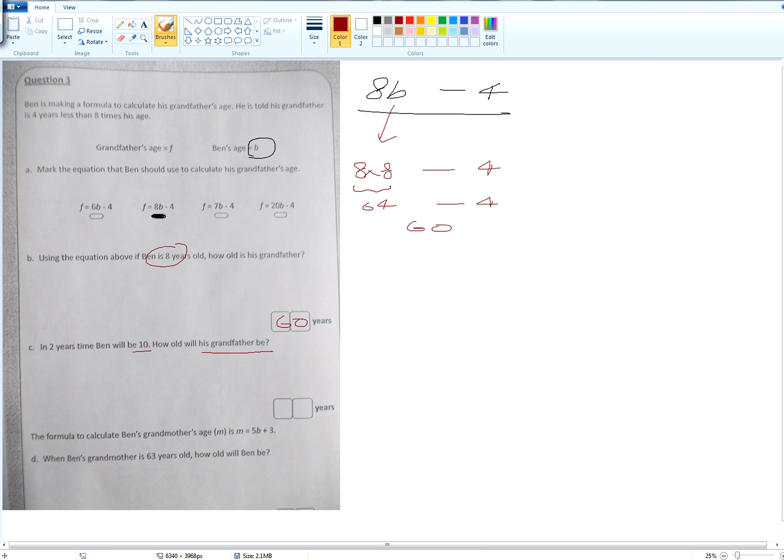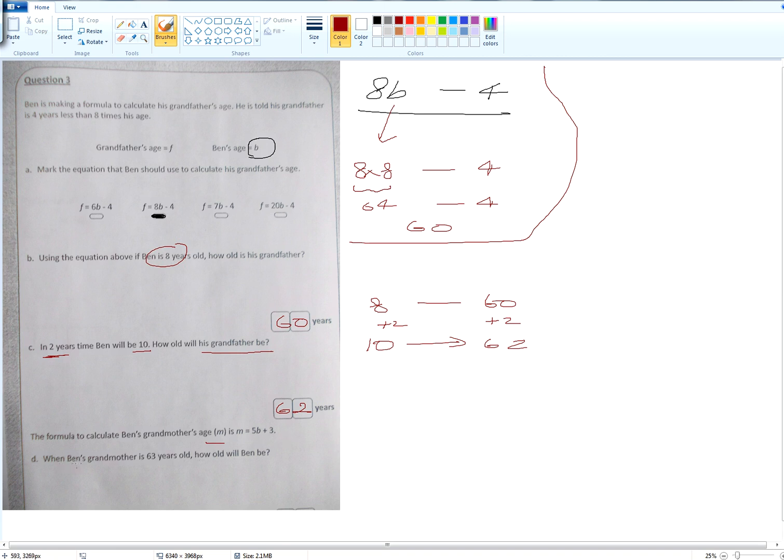Okay, let's work it out. So in 2 years' time, how old is Ben at the moment? 8. And then he will become 10. How old is his grandfather now? 60. So in 2 years' time, if you add 2 to Ben's age, we have to add 2 to grandfather's age. In 2 years' time, grandfather will also be 2 years older. So 62.